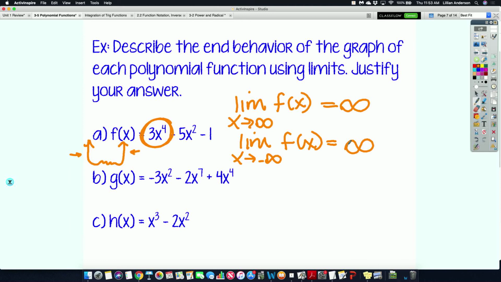These polynomial functions are not going to have any type of discontinuity. Okay, they're going to be continuous functions, so it's either going to be positive infinity or negative infinity when you're looking at their end behavior. Okay, no specific value. What about B?